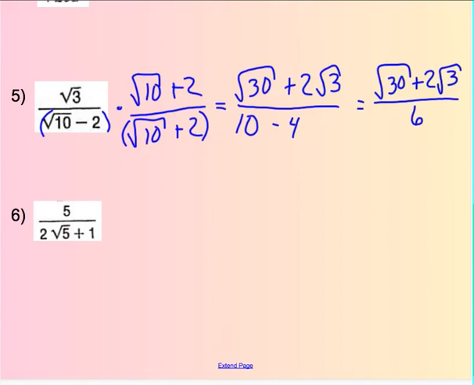So with question 6, go ahead and try it the same way I did 5: multiply by the conjugate, and be careful when you're multiplying by the 2 square root of 5 that you keep track of everything.